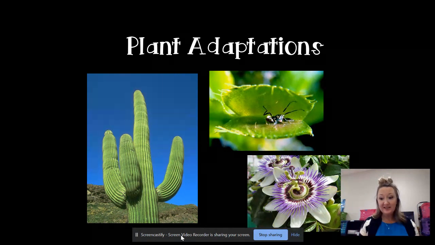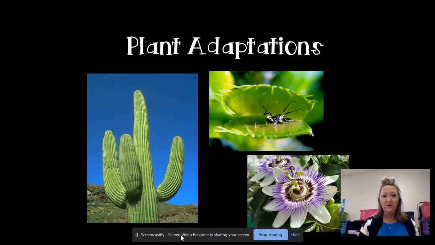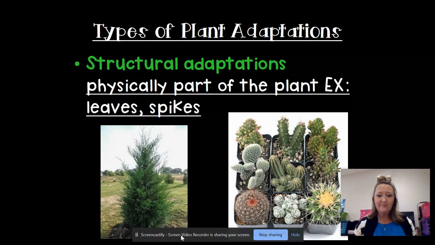We're going to be taking some notes today on plant adaptations. Just like animals do, plants also have adaptations that allow them to survive in extreme or different environments. So the first thing we need to remember is that structural adaptations are the same for plants as they are for animals. They're a physical part of the plant, like leaves, the trunk, roots. Those are all structural parts that allow them to survive.